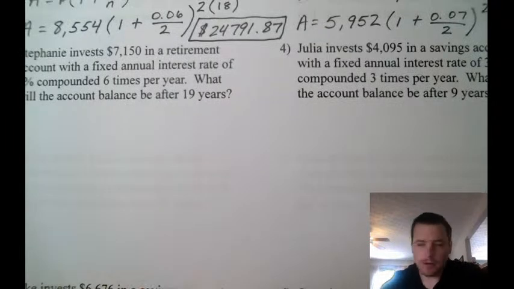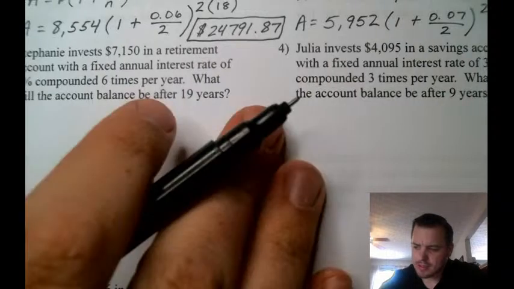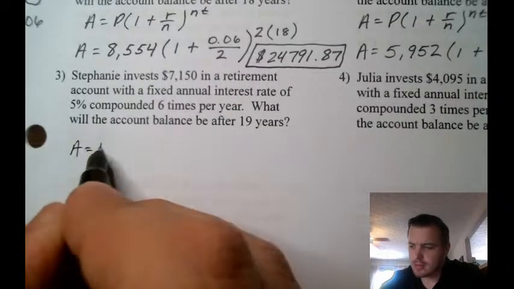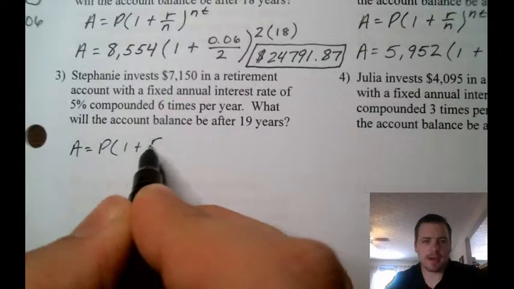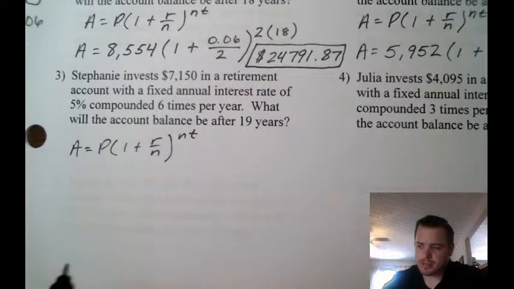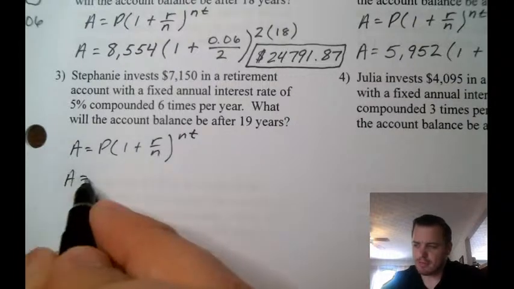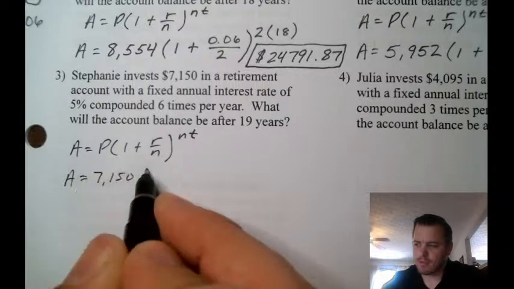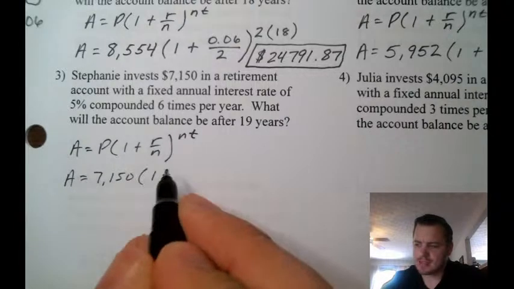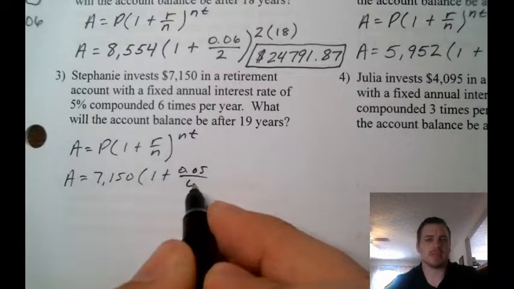Okay, so here we go. A is equal to P times 1 plus R over N to the NT power. So my principal, 7,150 times 1 plus the rate of 0.05 over 6, times 19. 19 is years. 6 is how many times it's compounded.